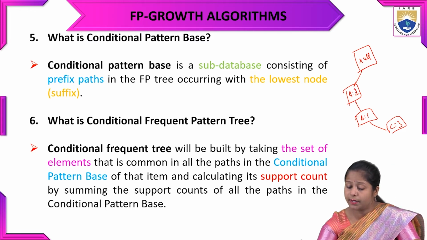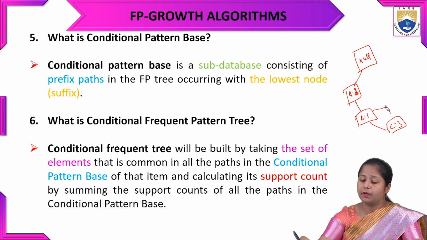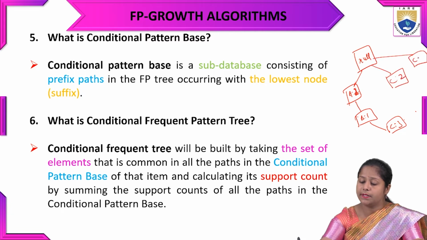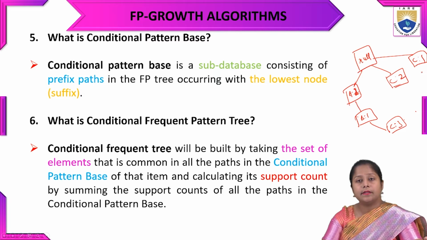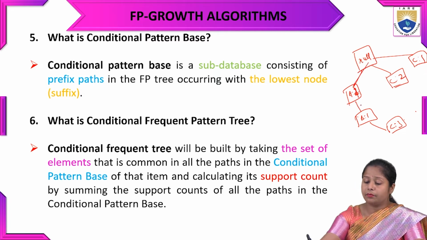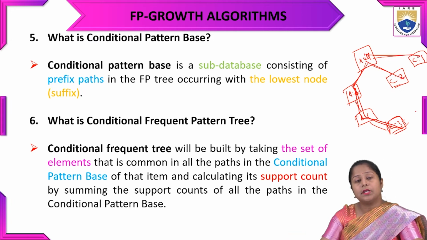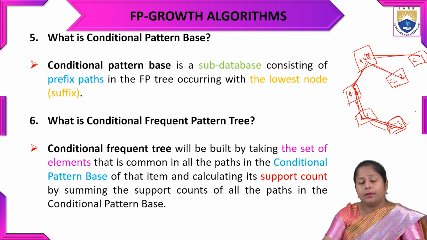If A occurs here again, but not starting from there, then B will be there. If B is not there, A will start here with 3, and C will be there. So C2, and C1, and so on. This is a tree-like structure. What are the paths to reach C? There will be A, B, C, and directly C. So three paths are there. That will be the conditional frequent pattern paths.